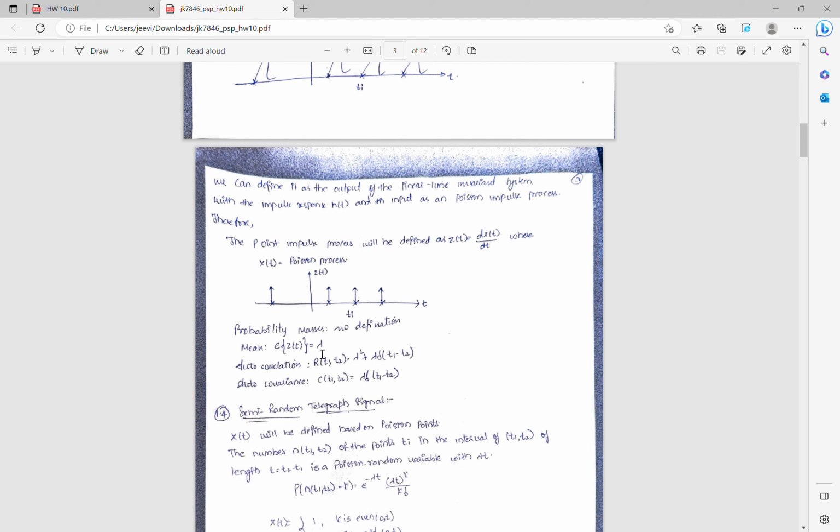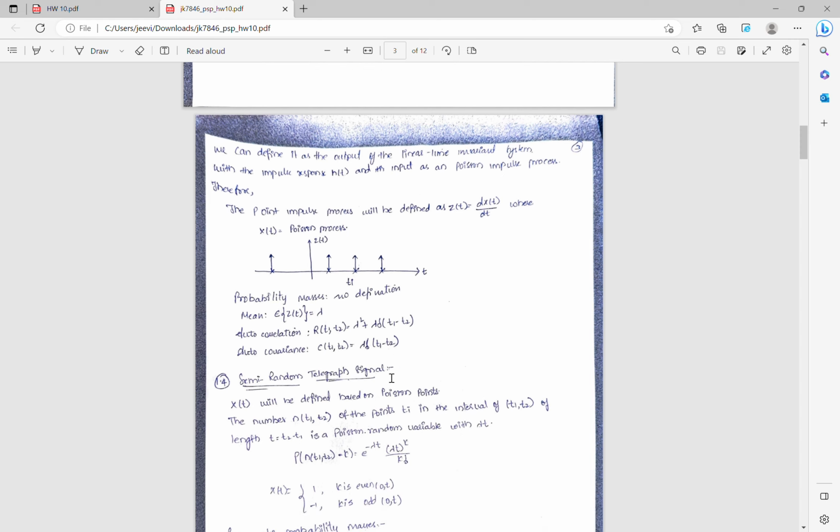Therefore, the mean will be lambda. The probability mass has no definition, and the autocorrelation will be lambda squared plus lambda times delta(t1 minus t2), and the autocovariance will be lambda times delta(t1 minus t2).